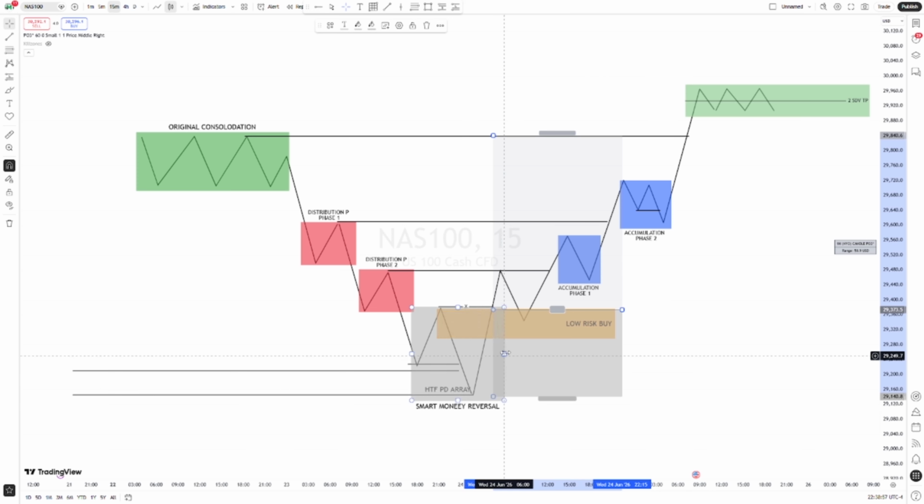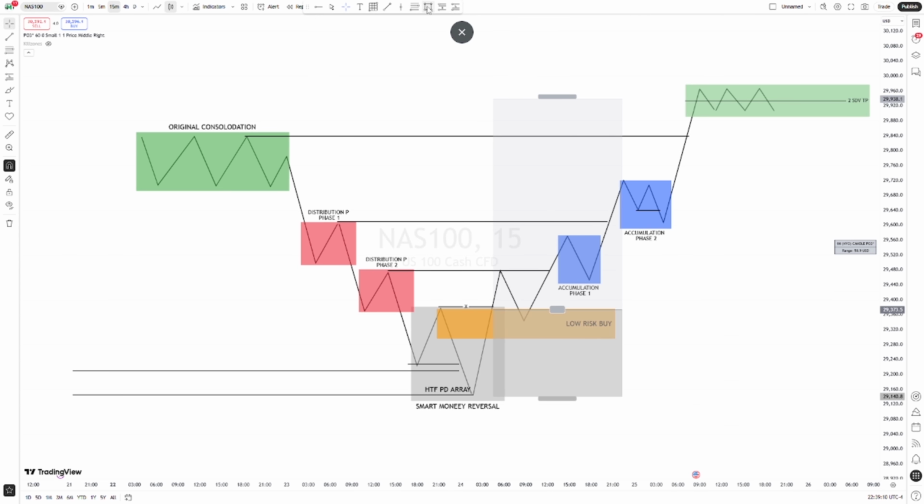So you can see now that we have our entry over here. For your take profit, you will partial, you'll take your first profit over here, then you will have your take profit above. You can also use your fib.